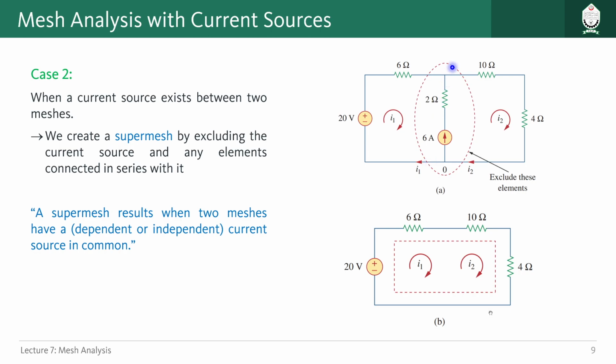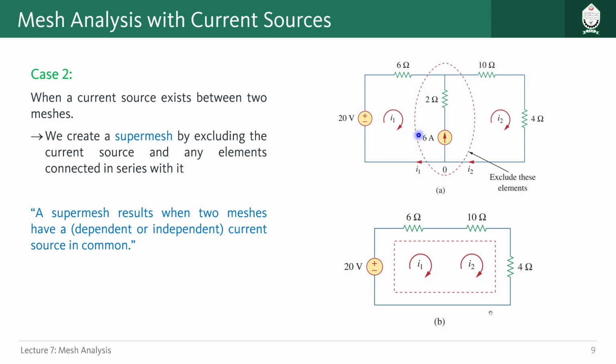That's why we have to form a super mesh enclosing this current source and anything that is in series with that thing. Okay, so we have this 6 ampere current source which is common to these two meshes. So we are forming this super mesh, but we also have to include this resistor because this is in series with this 6 ampere current source, which is causing the problem here.